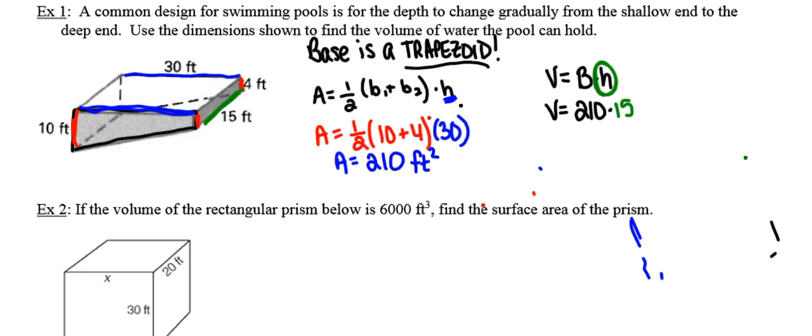All right, so I got my calculator out and punched those numbers in. And my calculator tells me that the volume of the swimming pool is 3,150. My units here are feet, so it's either going to be cubic feet or feet to the third power, however you want to express that.